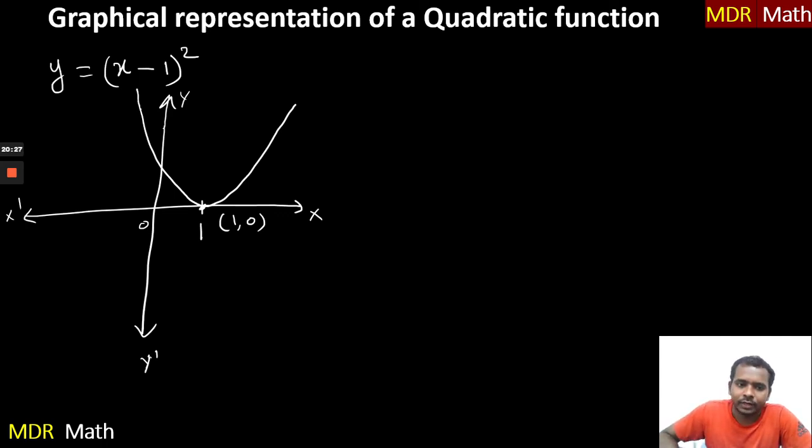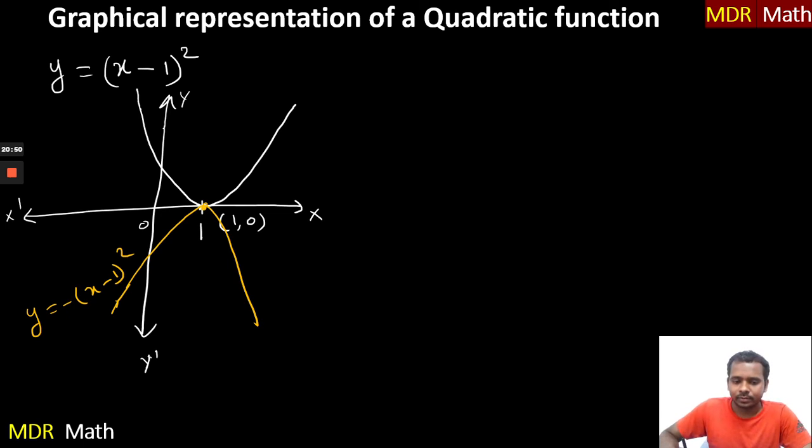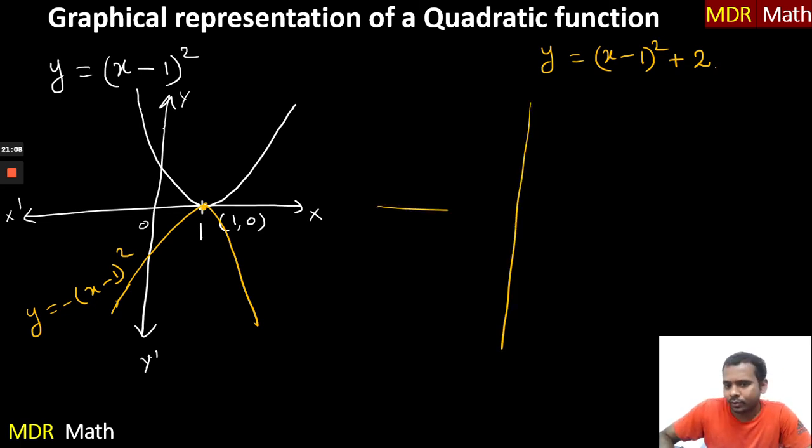What if I take y is equal to minus x minus 1 whole square? Then your curve will become like this. Because the x square coefficient is negative, it faces downwards and takes this shape. I hope you got it. Now let's take one more example. Let me write y is equal to x minus 1 whole square plus 2. What happens when we take this?